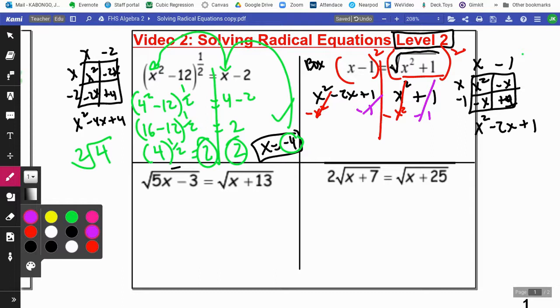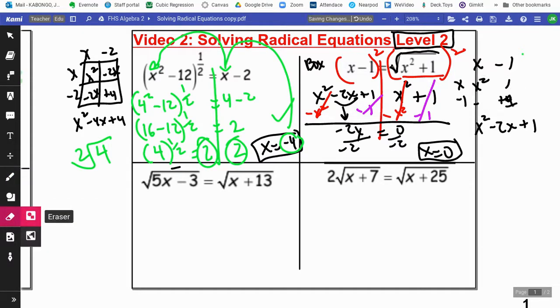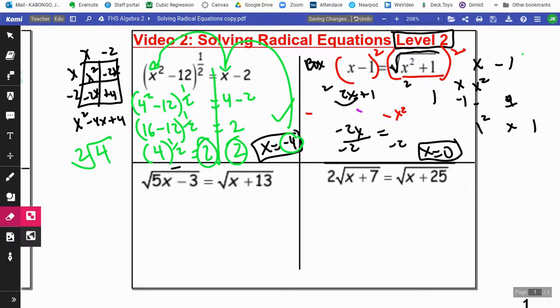What are you left with? On both sides, you should be left with this negative 2x here. On that side, you have nothing, 0. Don't freak out, continue. Divide by negative 2, you get x equals 0. Now, are you going to gamble with that? Are you going to say that's your final answer, or are you actually going to work it out? Let's find out. I like to plug it back in to double check.